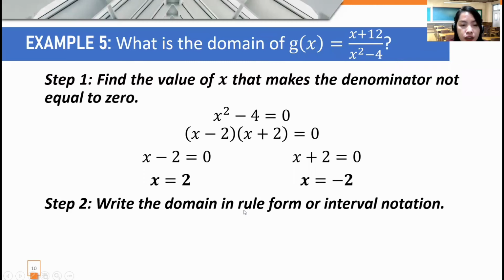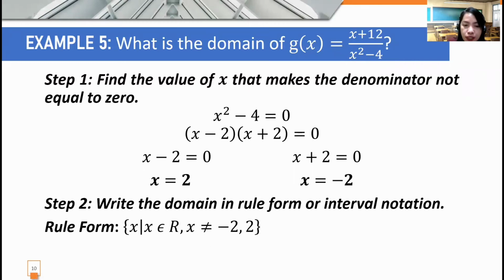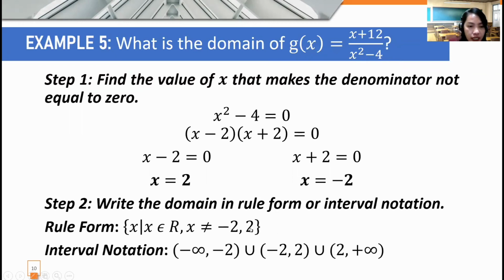For step number 2, we're going to write the domain in rule form or interval notation. In the rule form, that is the set of all numbers such that x is any real number except negative 2 and positive 2. Or it can be in the interval notation. We're going to start from negative infinity, negative 2, and then the symbol for union, then negative 2 to positive 2, and then the symbol for union, and then 2 to positive infinity. In here, negative 2 and positive 2 are not included in the set, kaya ang katabi niya ay parenthesis.